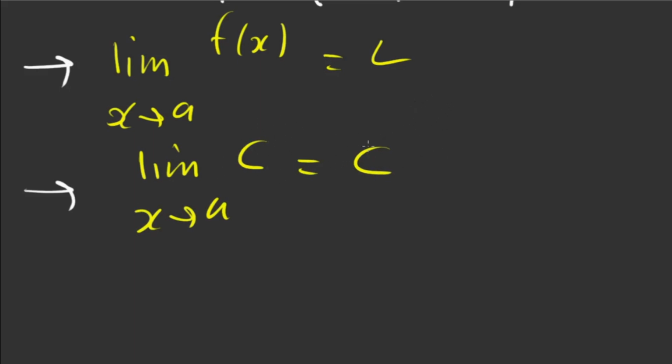So, for example, you want to find the limit as x goes to 2 of 3. So 3 is a constant. Your limit will be 3. So that's what it means here.